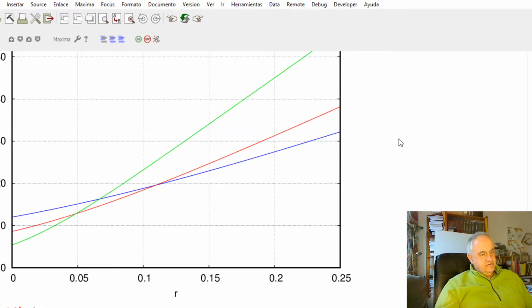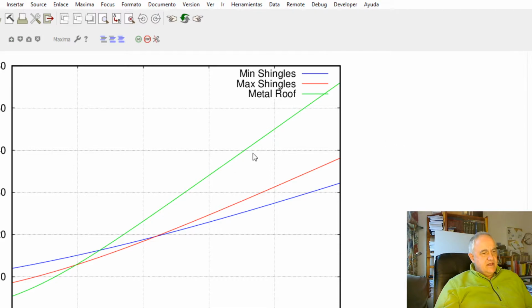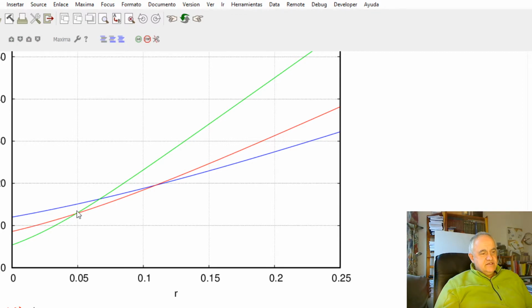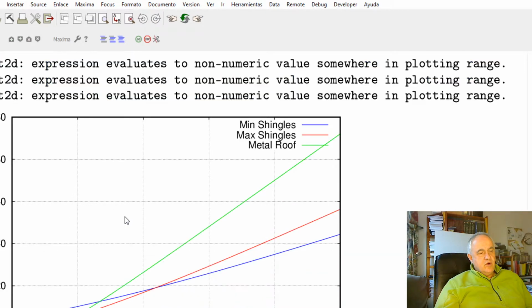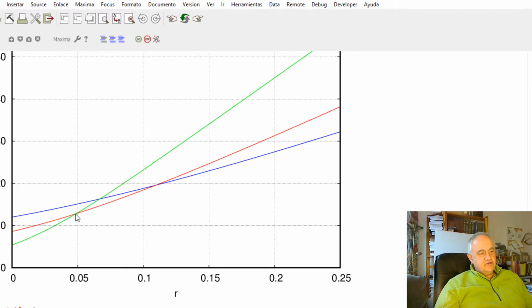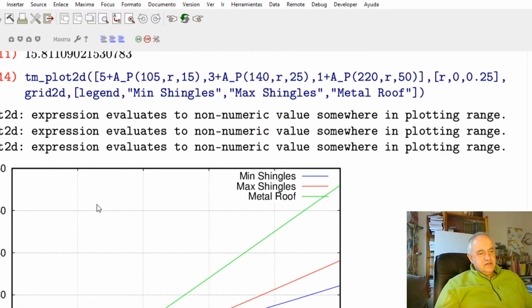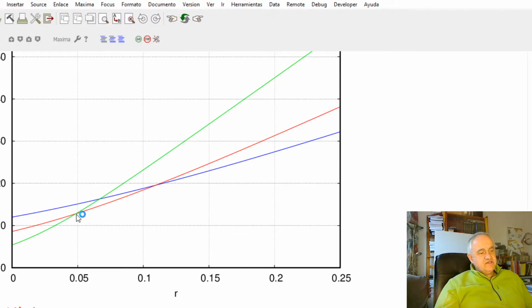And here we have the result. What we can see here is that now the situation may dramatically change. Somewhere below, close to 5, we will check what the value is, there is a connection between the present worth of annual expected cost for the green case, that is metal roof, and the red solution, that is max shingles. So for a rate of discount below 5%, metal roof is competitive. This is the area of competition for metal roofs.